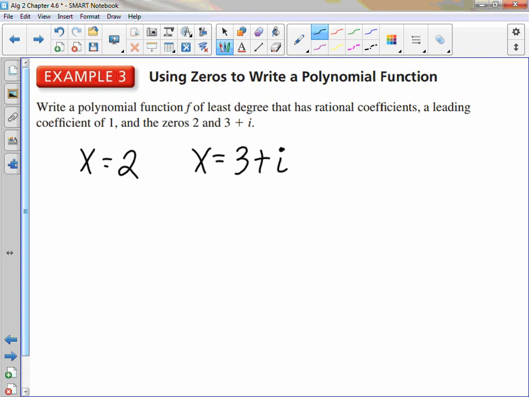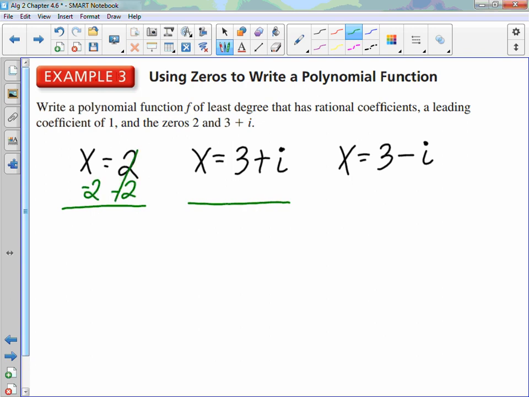We're going to have one more. What is our other 0 going to be? X is going to equal 3 minus i. If we have x is equal to 3 plus i, we'll also have x is equal to 3 minus i. If we have one, we have to have the other. Now, just like yesterday, what we're going to do next is we're going to set each one of these here equal to 0.